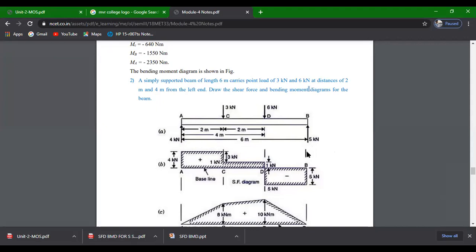Okay, for easy understanding, I'm giving the values of 4 kilonewtons and 5 kilonewtons. How they will come, we are going to discuss in the next class. So here the upward forces, the point loads on the simply supported beam, act like this. Okay, 3 kilonewtons and 6 kilonewtons. Okay, the reaction forces will be 4 kilonewtons and 5 kilonewtons.